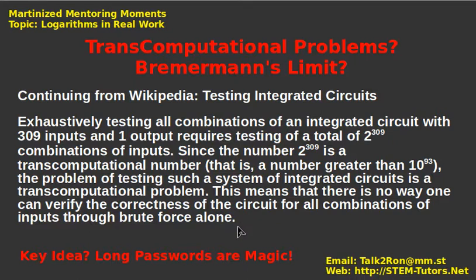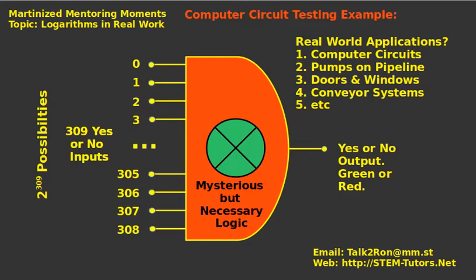So the key idea here, especially when you compare it to passwords, the same problem, is that long passwords are magic. Okay, let's flip down to the next slide and look at a circuit that might look like that. This is a symbolic diagram. Here we have a block of logic of some kind. Could be an exclusive OR gate, a NOR gate, any of those kinds of logic gates in TTL or CMOS electronics. Here you have 309 inputs, starting with 0 to 308, so 300 plus one more is 309.